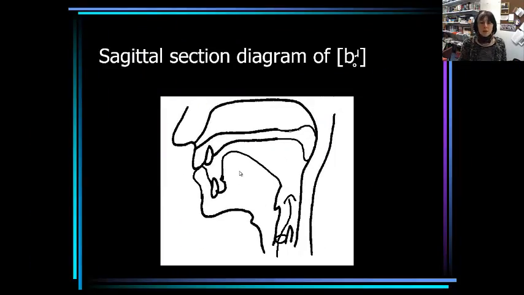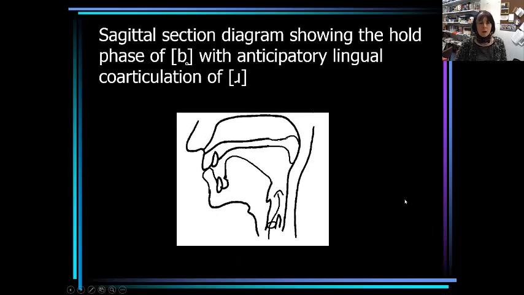Okay, so this is my diagram. I probably could have added a few other arrows in this direction here, but I've got my diagram showing my airflow coming up through the glottis. So what am I showing here? I have to label this first. This is a sagittal section diagram showing the hold phase of this sound with anticipatory lingual co-articulation of this sound here. And again, I'm really sorry that's not going underneath the B. I don't know why it will do that sometimes and not others.